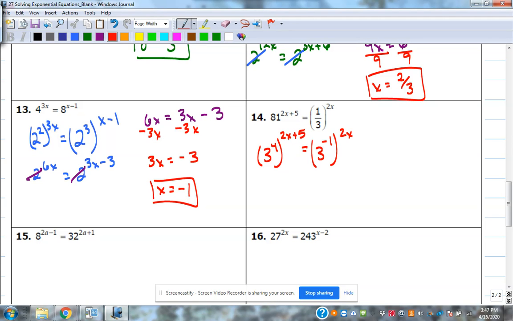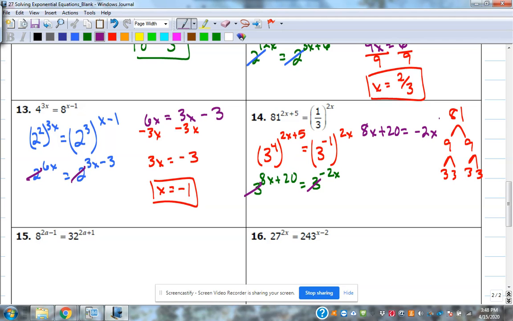And as you do more of these, you'll figure out and memorize some of those. And if you're not sure, you can always do a factor tree. And that's how I'm getting 3 to the 4th power there. 81 is 4 3s. Okay, so here we're going to distribute: 3 to the 8x plus 20 equals 3 to the negative 2x. And I'm going to drop my bases. 8x plus 20 equals negative 2x.